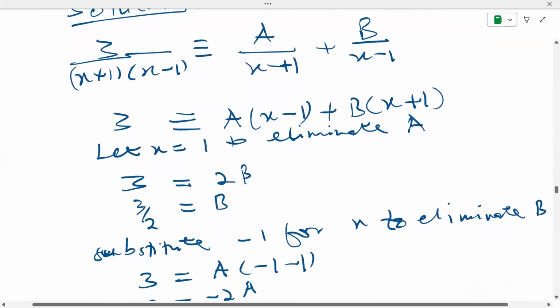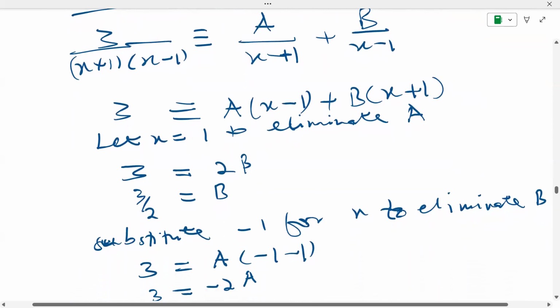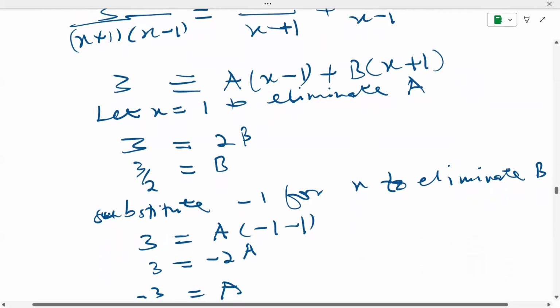Now I want to look for our A and B. For us to look for our B, we need to eliminate A. So when we put 1 here, this becomes 0. So we say that let x be equal to 1 to eliminate A. So when we do that, this goes to 0, and then we get our 2 here, so 2B, then our 3. So 3 equals 2B. We make B the subject, we shall get 3 on 2. So our value for B is 3 on 2.